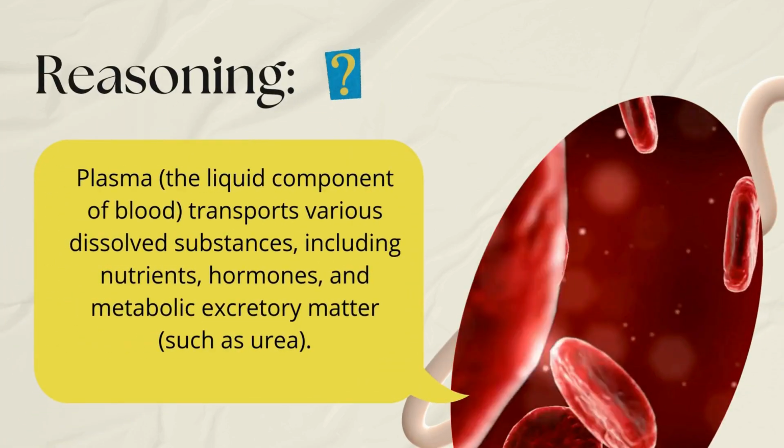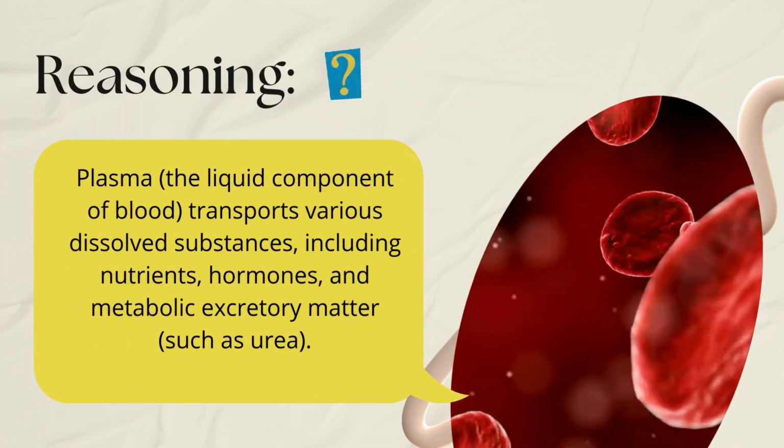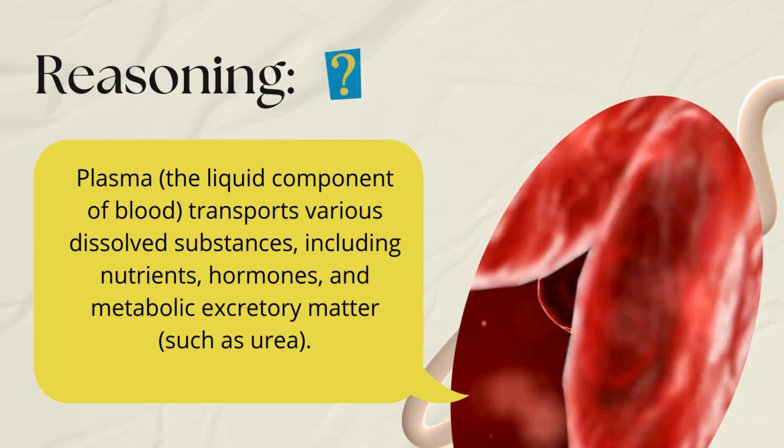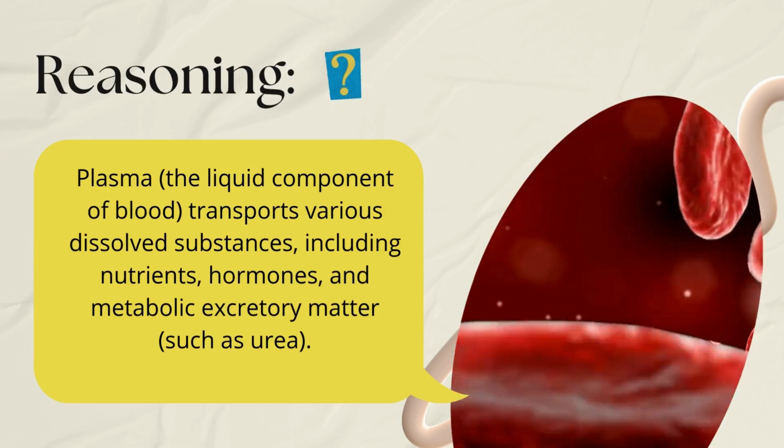Reasoning: plasma, the liquid component of blood, transports various dissolved substances including nutrients, hormones, and metabolic excretory matter, such as urea.